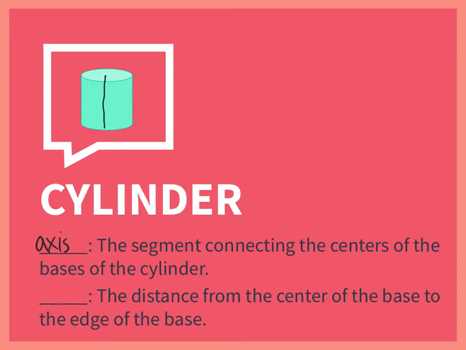And that is true when we have a cylinder looking like this, but when we have an oblique cylinder, something like this, our axis still connects those centers, whereas the height would be over here because the height always has to be perpendicular to the base. If we have a right cylinder, the axis and the height are the same.